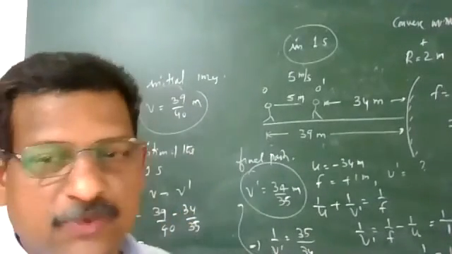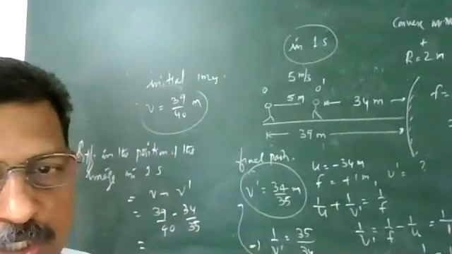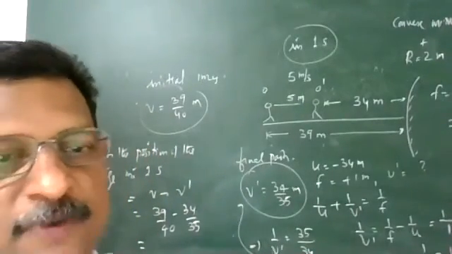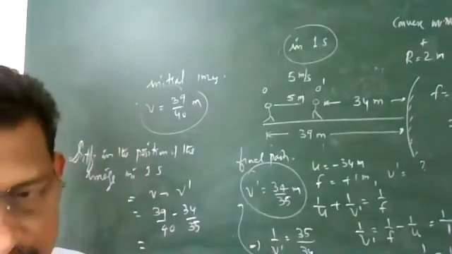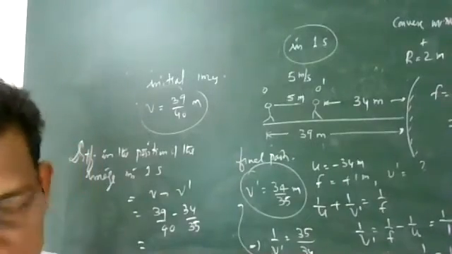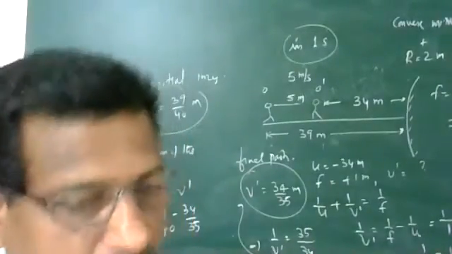All of you calculate this value and tell me what is the change in position of the image. Initial position minus final position. This is in 1 second. In 1 second, the position changes because the object is moving towards the mirror. All of you calculate this value.